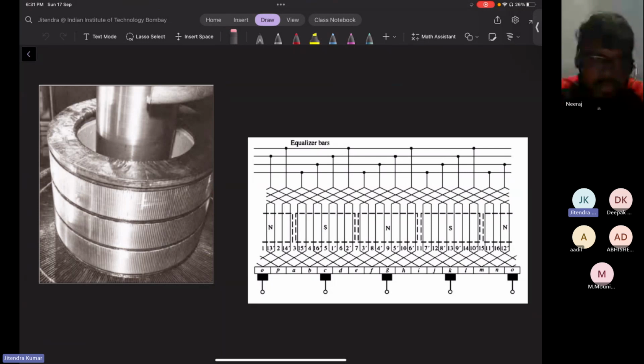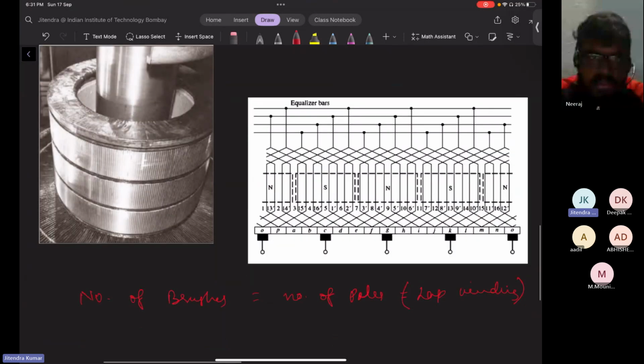You know that the number of commutator segments is equal to the number of armature slots, right? So that many commutator segments are there, and how many brushes will be there in the machine? The number of brushes is equal to the number of poles for lap winding, and for wave winding it is 2.